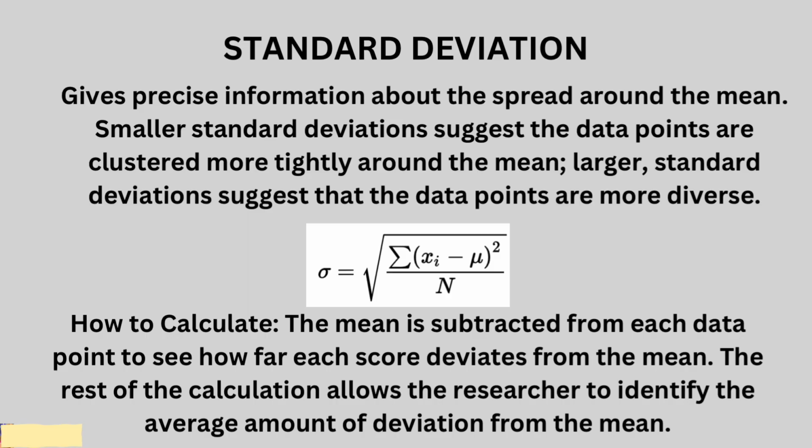And how to calculate standard deviation? The mean is subtracted from each data point to see how far each score deviates from the mean. The rest of the calculation allows the researcher to identify the average amount of deviation from the mean.